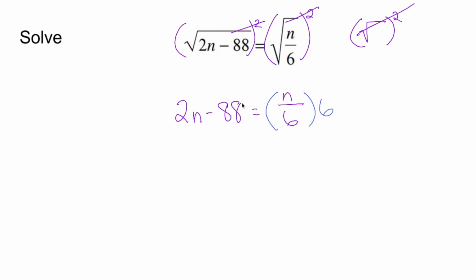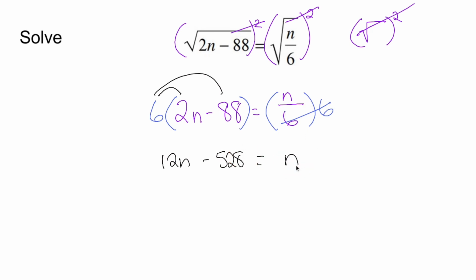Now, what that looks like on the left, if we multiply 6 to both sides and wrap everything in parentheses, is distributive property. So again, in my videos, we haven't run into this yet, but it's no big deal. We've done distributive property plenty of times. 6 times 2n is 12n. 6 times negative 88 is negative 528. I did that in my head and not off to the side after pausing the video. Now, the 6's cancel out, and you're just left with n.